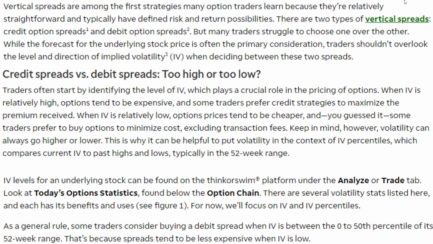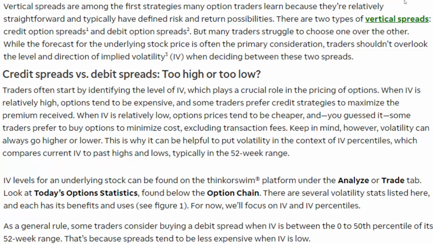While the forecast for the underlying stock price is often the primary consideration, traders should not overlook the level and direction of implied volatility. All right, this is known as IV when deciding between these two spreads. So, deciding between credit spreads versus debit spreads, too high or too low. Traders often start by identifying the level of IV, which plays a crucial role in the pricing of options.